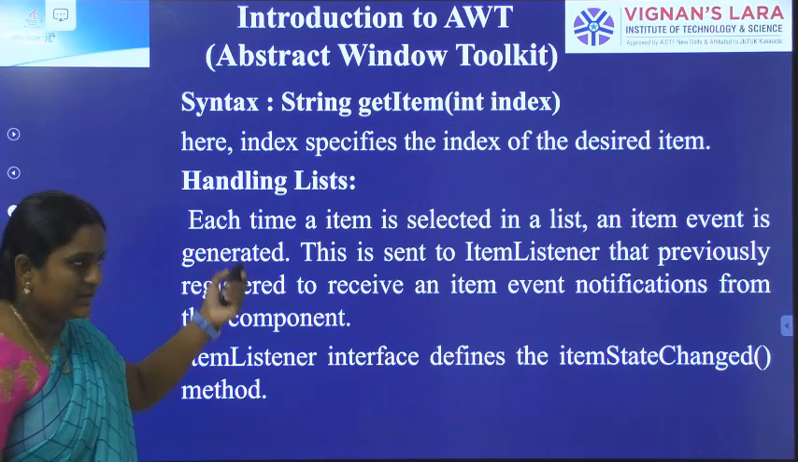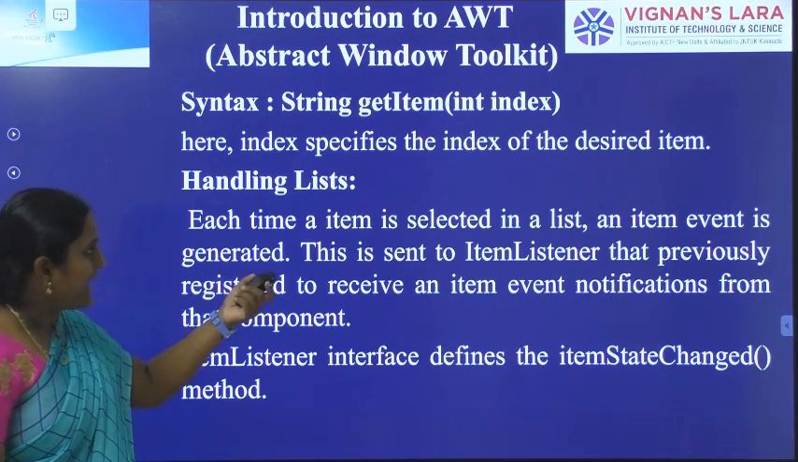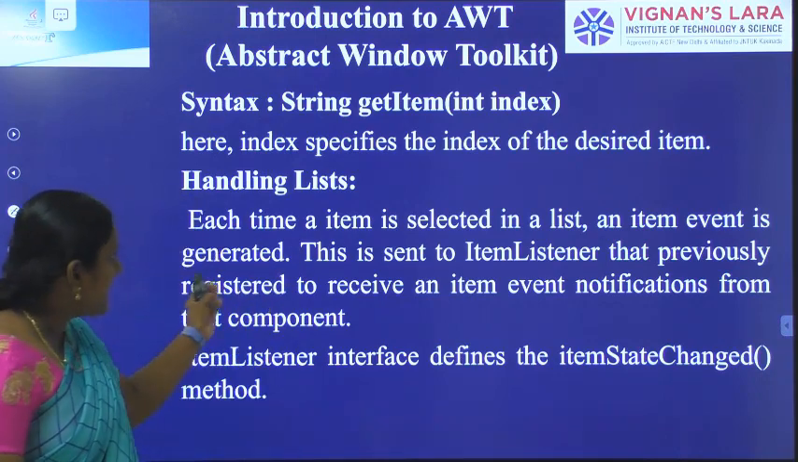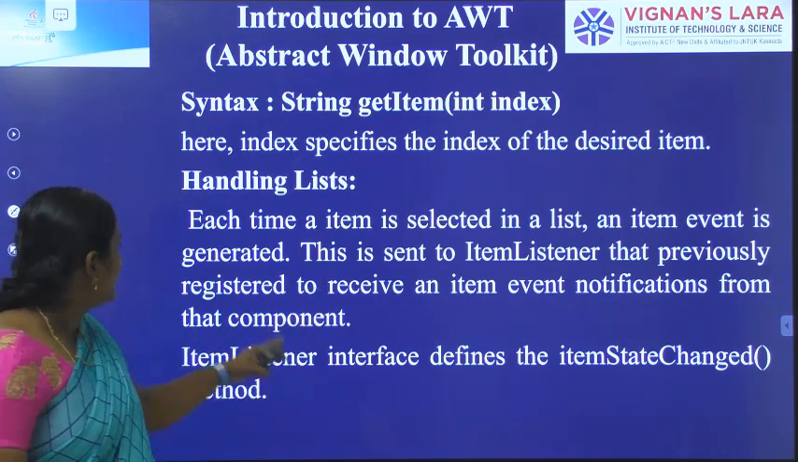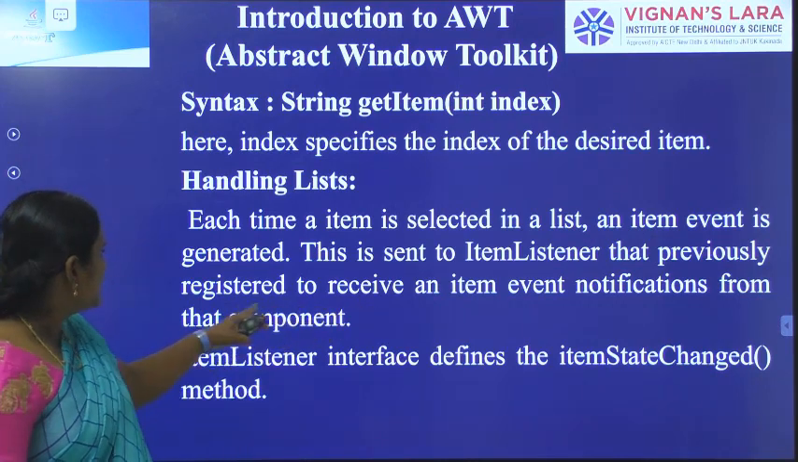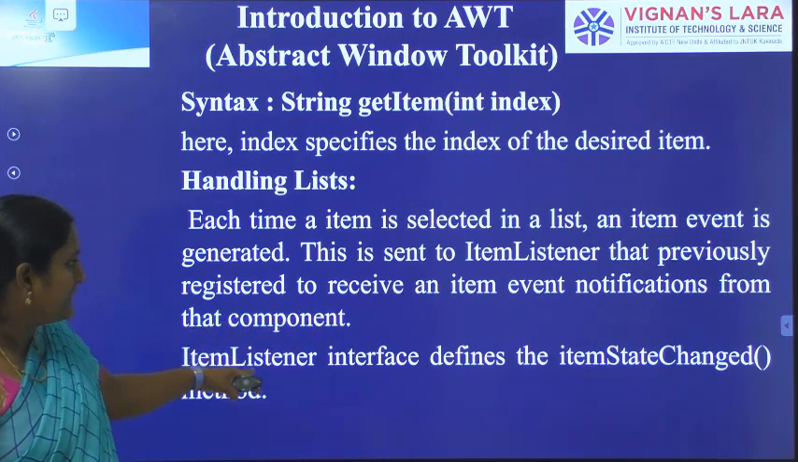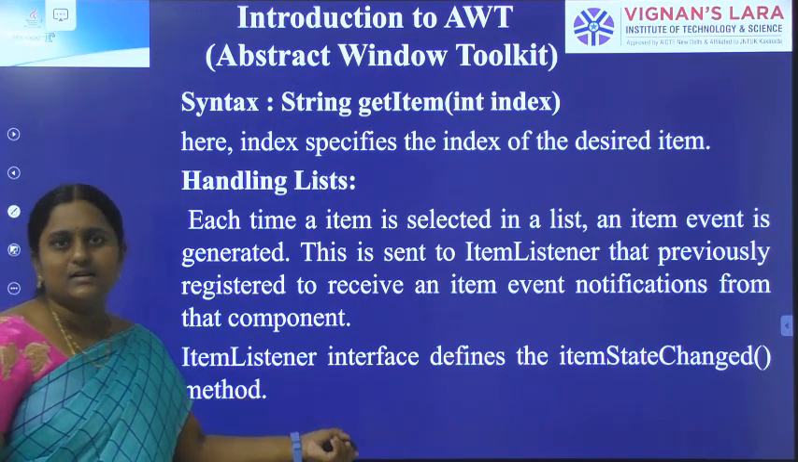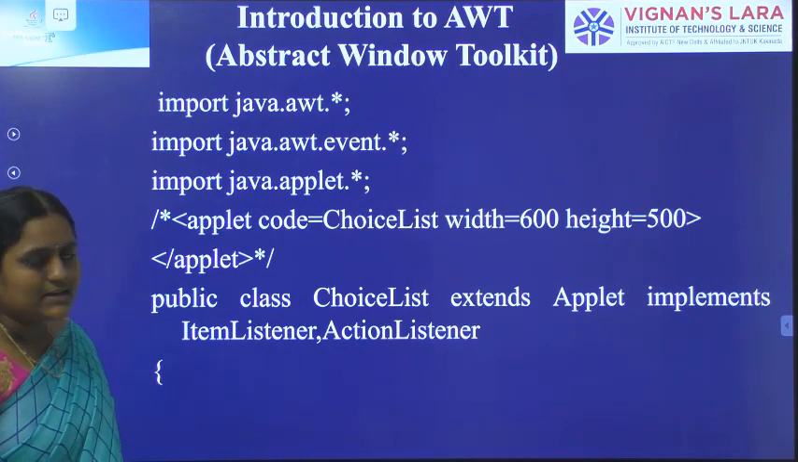So how to handle the list? In the list, a number of elements are there. Each time an item is selected in the list, an item event is generated. This is sent to the item listener. So it receives the event and handles the event. The item listener defines the itemStateChanged method.